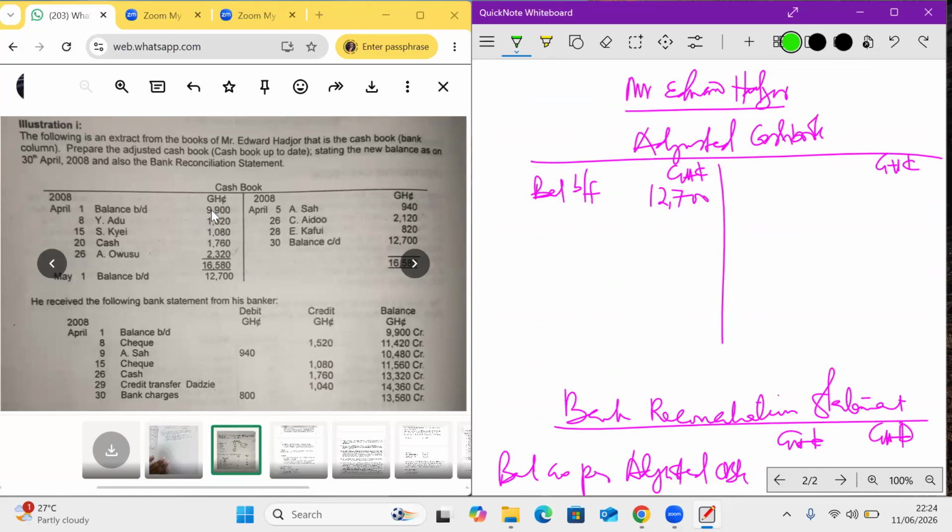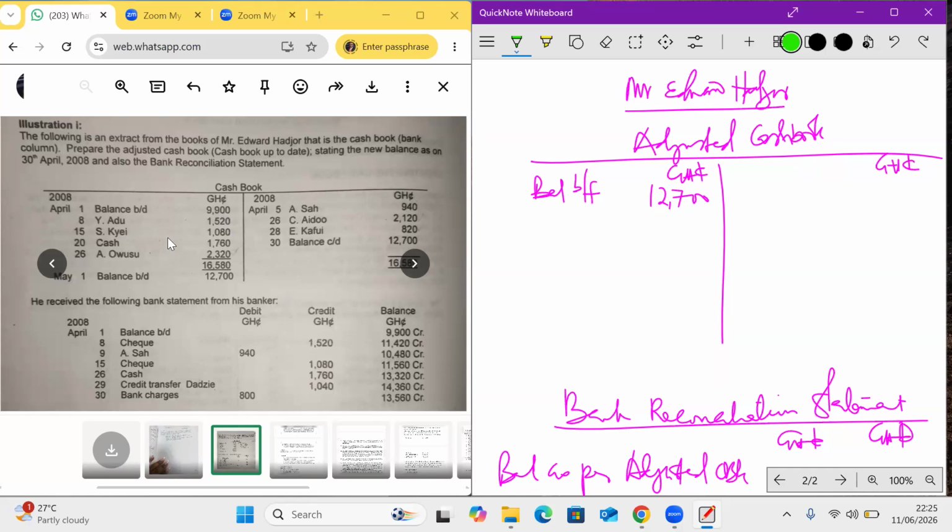Then I'll be looking at the debit side of the cash book. What information is there which is not on the credit side? The balance brought down, I'm not going to touch it. Let's start with Why Edu. How much is Why Edu's figure? 1,520. If we see the figure on the credit side diagonally, we say it is okay, it has no issue, so we leave it out.